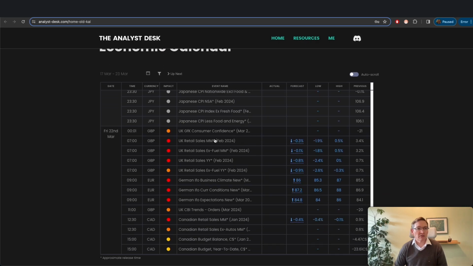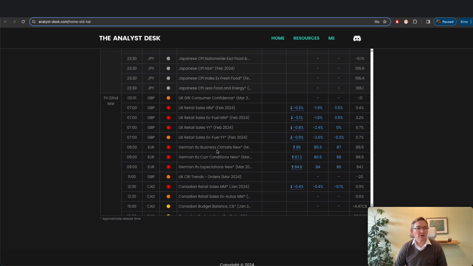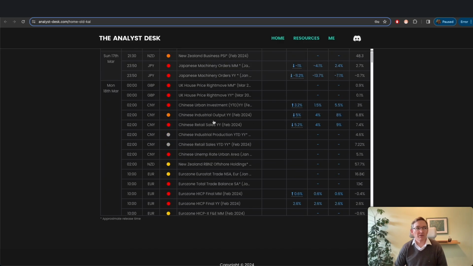UK retail sales has the potential to move markets. German IFO data, Canadian retail sales, some gentle data points to end the week, may be eclipsed by some of the bigger decisions that we've got coming up, but we'll have a look at that near the time on Friday. But for now, that is the week ahead.